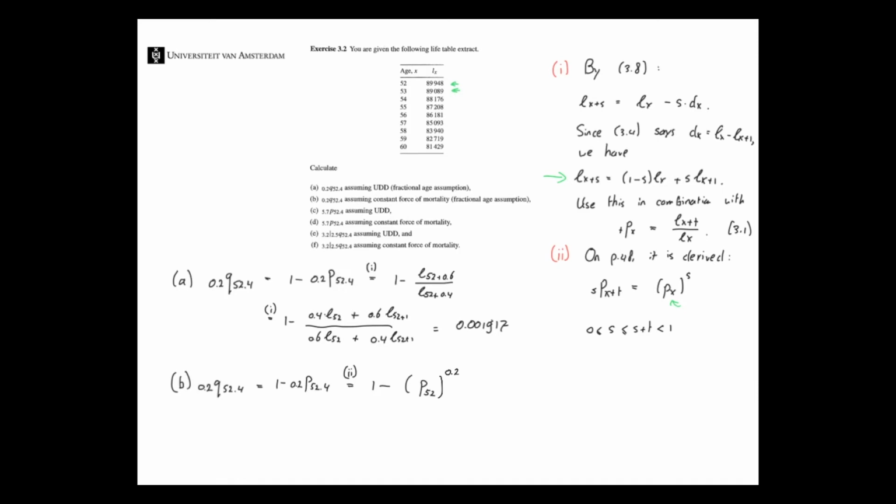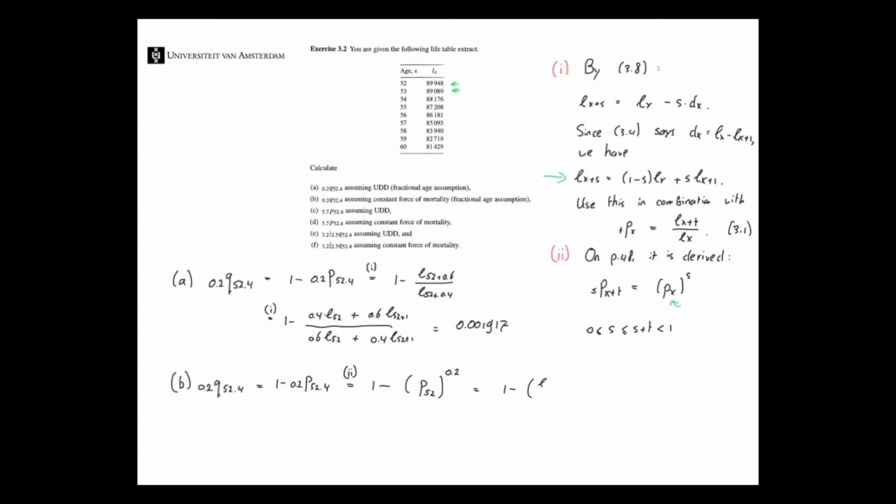All right, and then we use equation 3.1 to rewrite this p52.